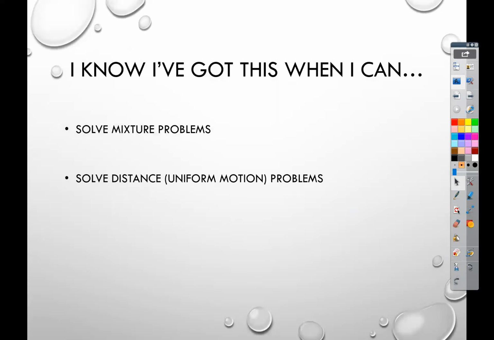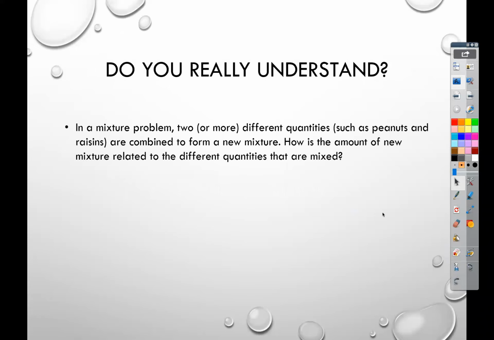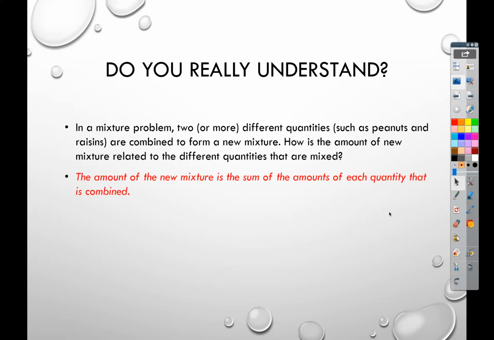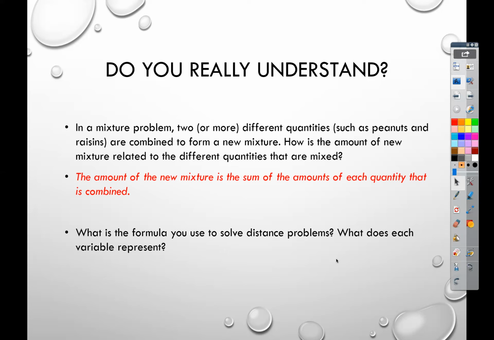Okay, so I know I've got this when I can solve mixture problems and solve distance problems. In a mixture problem, 2 or more different quantities, such as peanuts and raisins, are combined to form a new mixture. How is the amount of the new mixture related to the different quantities that are mixed? The amount of the new mixture is the sum of the amounts of each quantity that are combined. What is the formula you use to solve distance problems, and what does each variable represent? Distance equals rate times time, and D equals R times T.